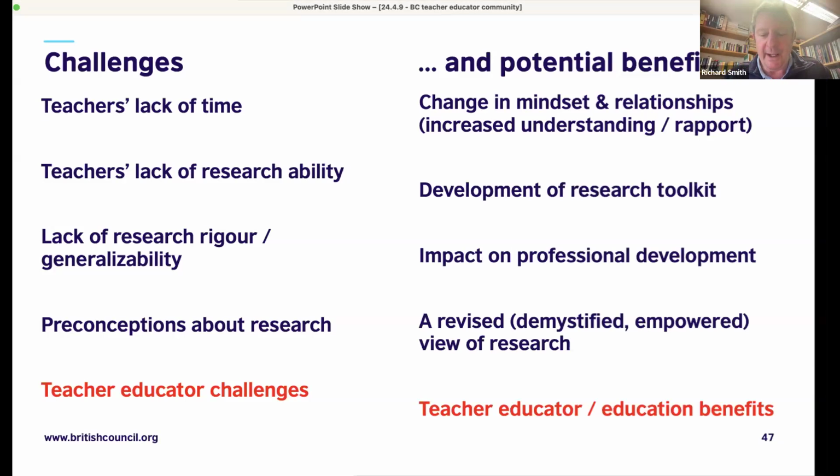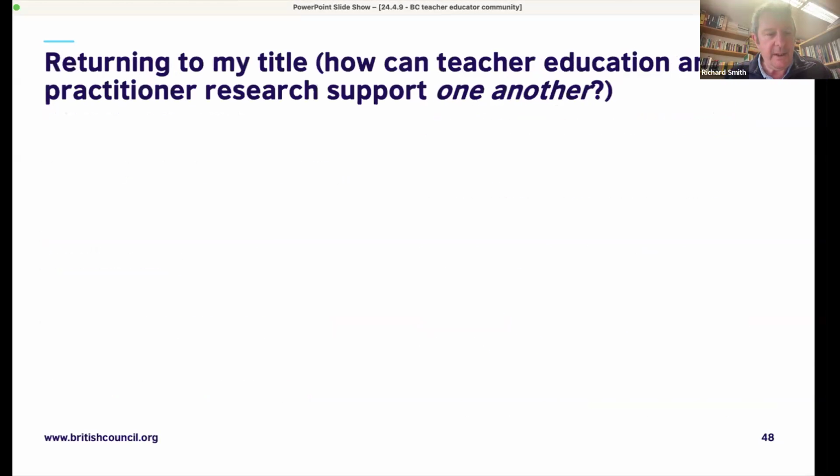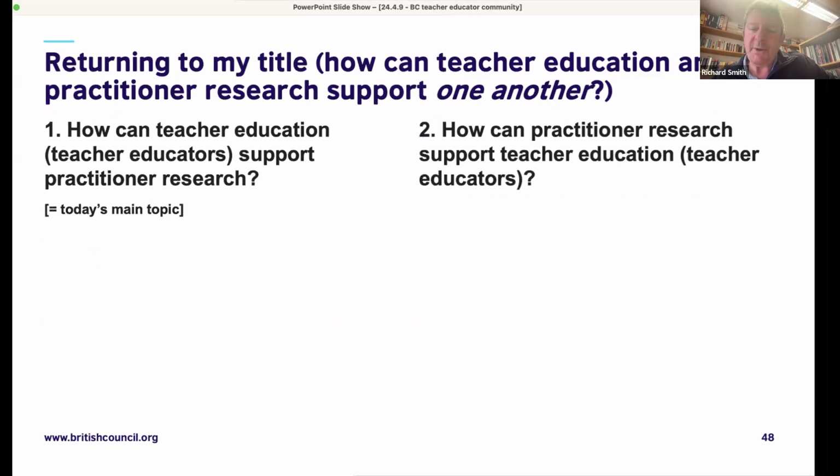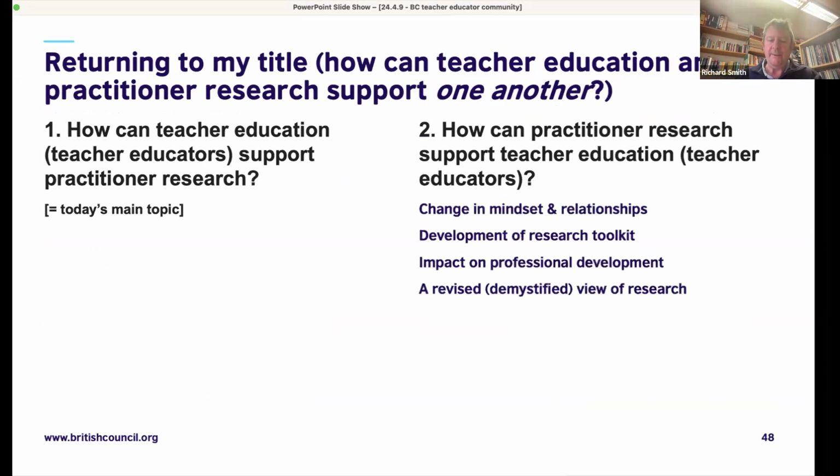And let me just focus on that, finally, because my title was, How Can Teacher Education and Practitioner Research Support One Another? My main topic today has been, how can teacher educators support practitioner research? But practitioner research can also support teacher education and teacher educators. If you engage in either supporting teachers or in your own practitioner research, I think these benefits can happen for you as a teacher educator.